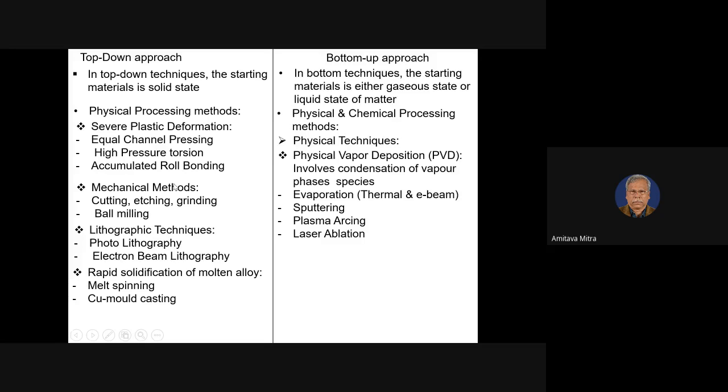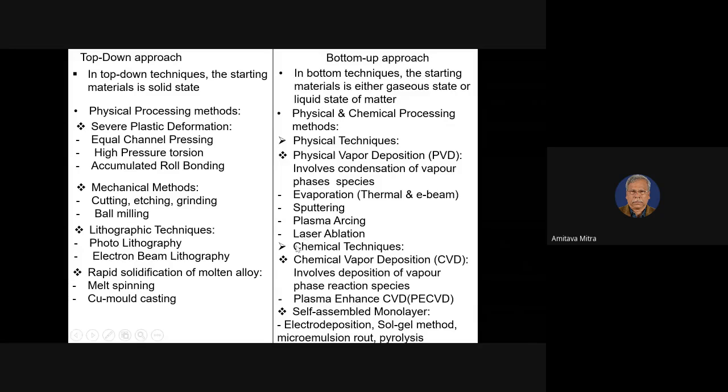There is also rapid solidification of molten alloy, which is called melt spinning, copper mold casting. In the bottom-up approach, we have physical and chemical process methods. The physical technique is physical vapor deposition, which involves condensation of vapor phase species: evaporation, thermal or E-beam sputtering, plasma arcing, laser ablation. Chemical methods include chemical vapor deposition, which involves deposition of vapor phase reaction species, plasma enhanced CVD, self-assembled monolayers, electrodeposition, solvent method, microemulsion route, and pyrolysis.